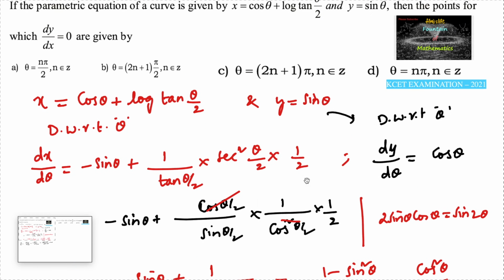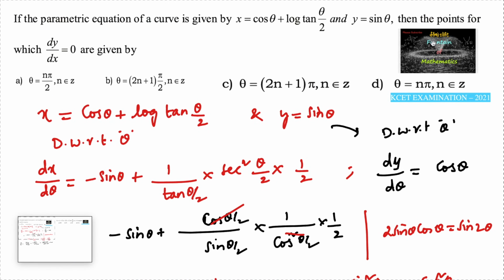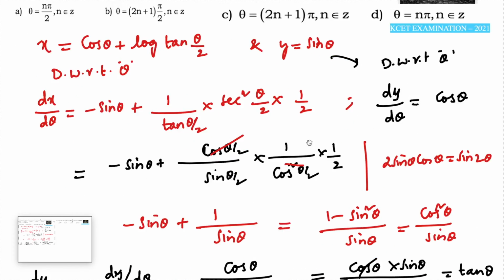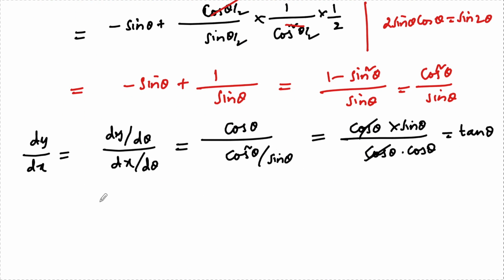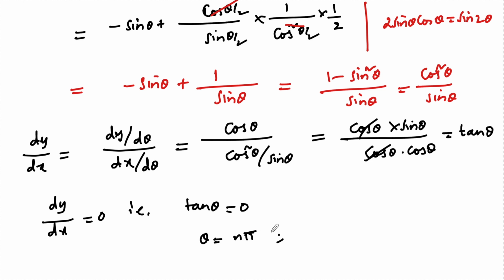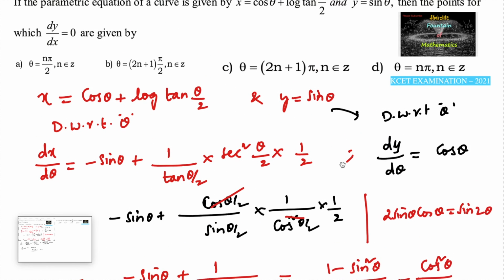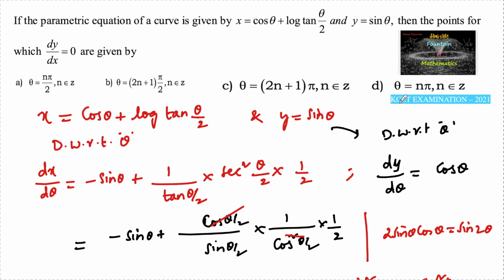And now we need to find the values of theta, the points for which dy by dx is 0. So dy by dx will be equal to 0, that is tan theta is equal to 0, for the values of theta to be taken as integral multiples of pi, since we know that sin theta is 0 for all integral multiples of pi, where n belongs to Z, integers. So for theta is equal to n pi, we can get dy by dx is equal to 0. So we can go with option D.